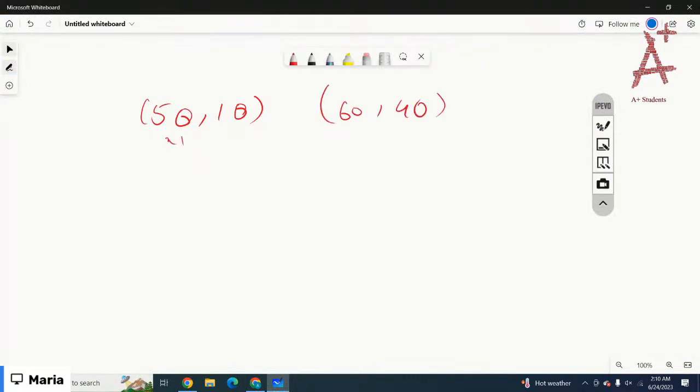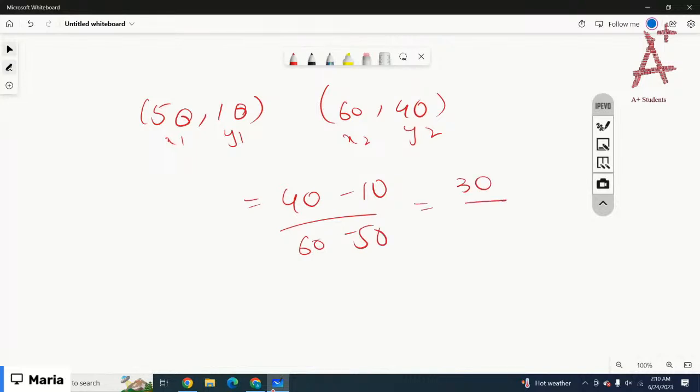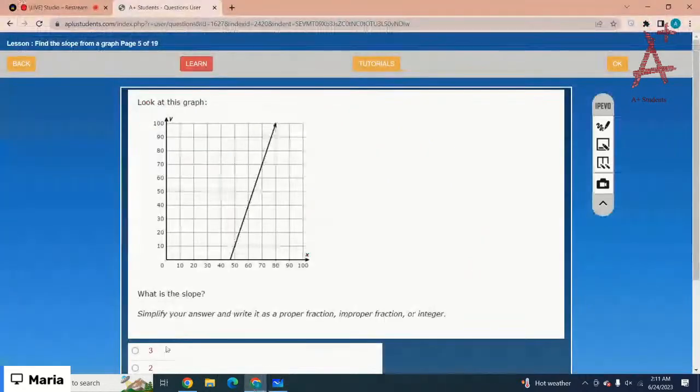So these are x1 and y1, and these are x2 and y2. So you have to do y2 minus y1, that is 40 minus 10, divided by x2 minus x1, that is 60 minus 50. So 40 minus 10 is 30 and 60 minus 50 is 10. Got it? So it would be 30 over 10 and that equals 3. So the slope for this graph is 3. Got it? The correct option is 3.